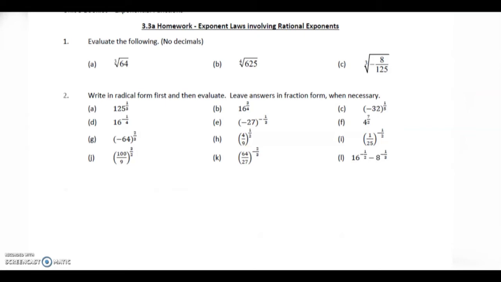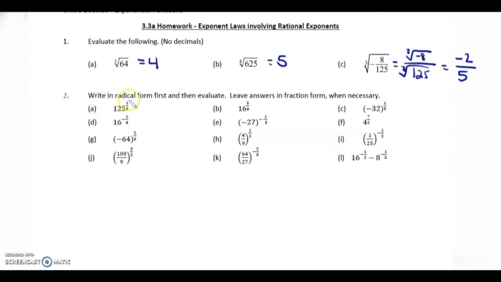Okay, 3.3 homework, exponent laws involving rational exponents. So number 1 asks us to evaluate the following using no decimals. So what's the cube root of 64? That's 4. The fourth root of 625 is 5. And the cube root of negative 8 over 125 can be thought of as the cube root of negative 8, which is negative 2, over the cube root of 125, which is 5.